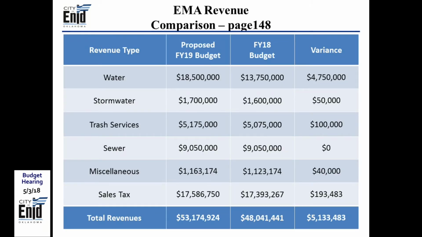Here's the breakdown of the revenue year over year. Water, you can see we have an increase from 13.75 this year to 18.5, a 4.75 million increase in water sales. Stormwater, $50,000 increase. Trash service dumpster rate increases, $100,000 increase. The miscellaneous for $40,000 there was sales or interest, and sales tax increased by that 1.33% coming in, that we increased it for 5.133 this year.